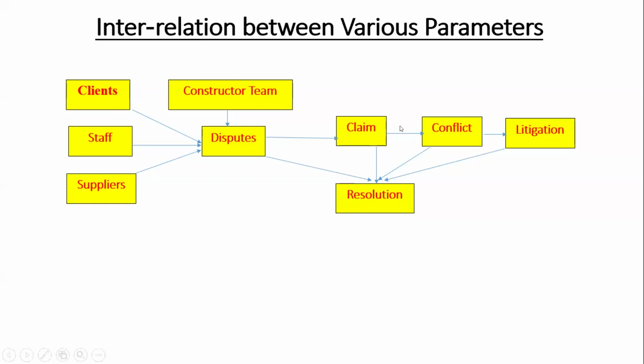And once the claim is also unsettled, it becomes a conflict. Conflict arises because more than two parties are not agreeing to the same thing. So for the final act of the procedural impact, we have to go for litigation. And to find a solution, we have to go for the resolution method.